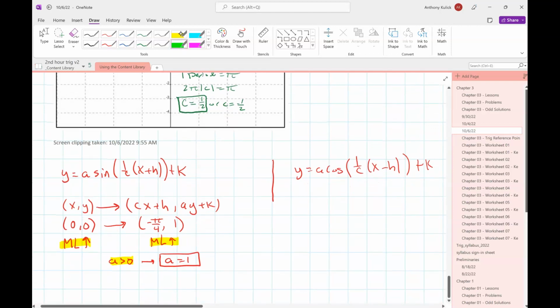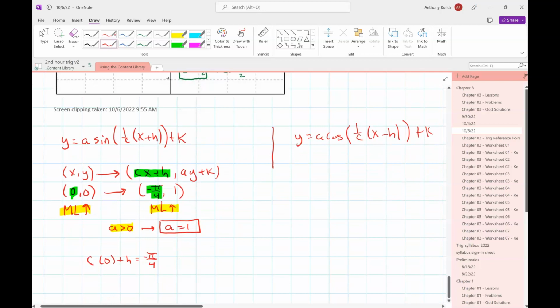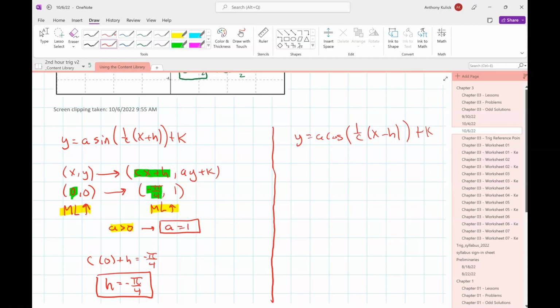And then to find the H, what do I do? I plug 0 into Cx plus H, and it has to equal negative pi over 4. Does anybody notice the pattern here when we're doing this? H is just the x-coordinate from our transformed function. As long as you're plugging a 0 in, that'll always be the case. That's why I choose to use 0, 0, and 0, 1 respectively.